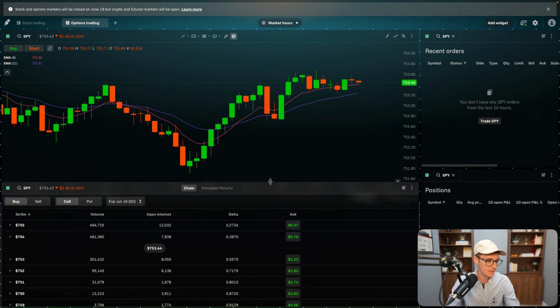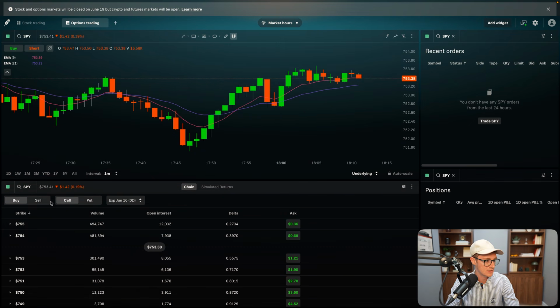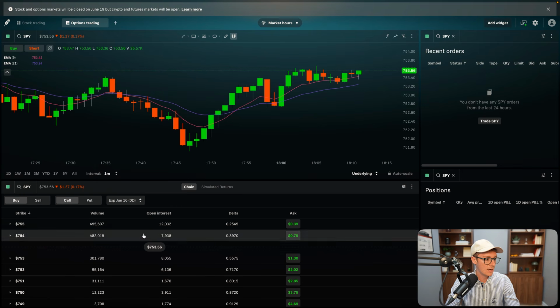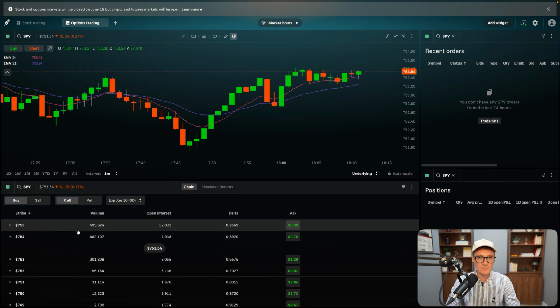So we'll head down here to the options chain. You can see SPY, and I am going to buy, let's say, for example, a call. Now, if the 9-day crosses below, we'll buy a put. But we want to make sure we are on these 0 DTE contracts, the June 16th 0 DTE contracts. And when it comes to actually choosing the best option contract, well, let's talk about that.